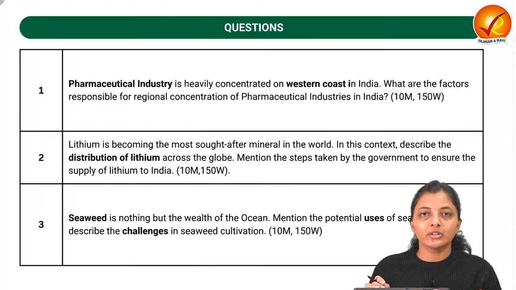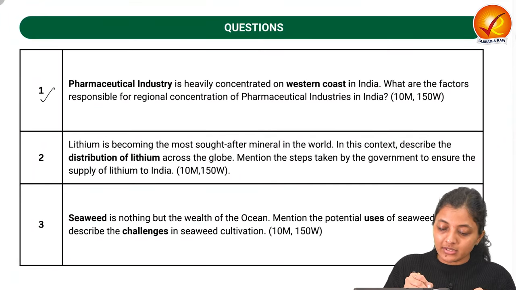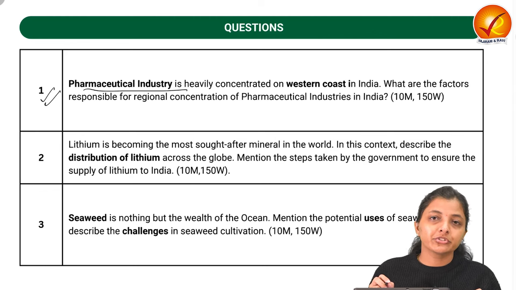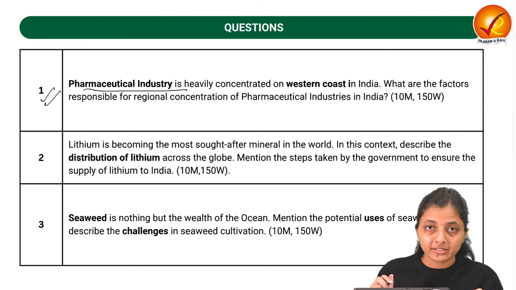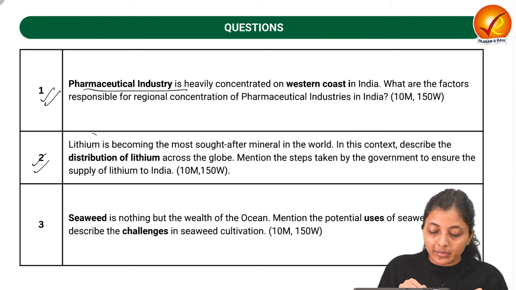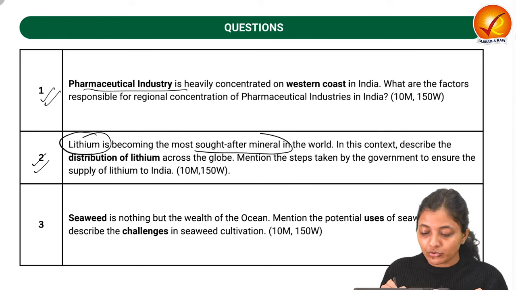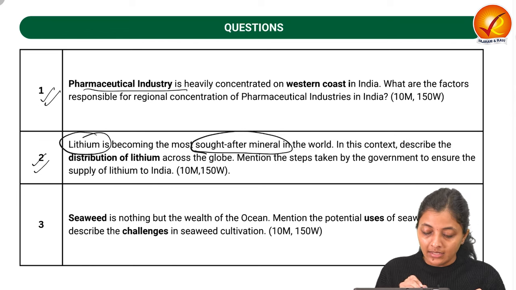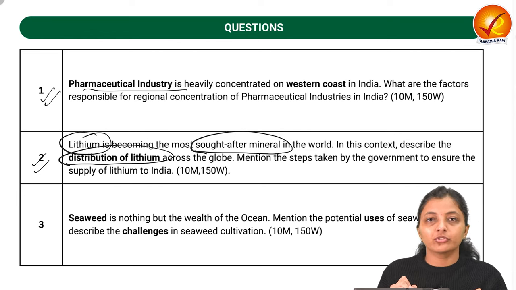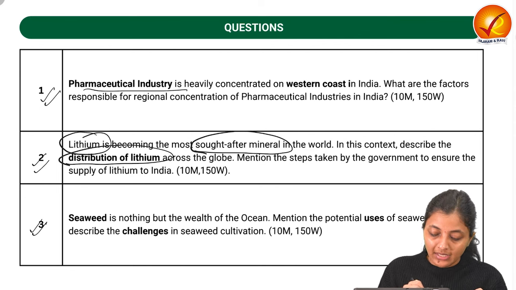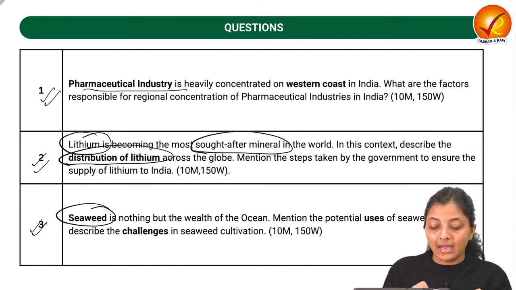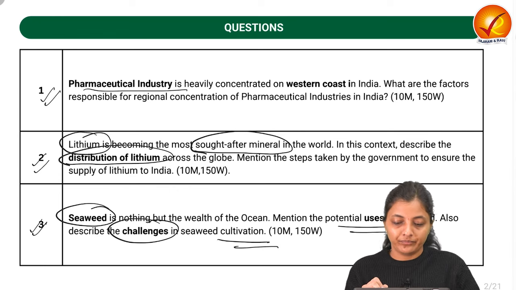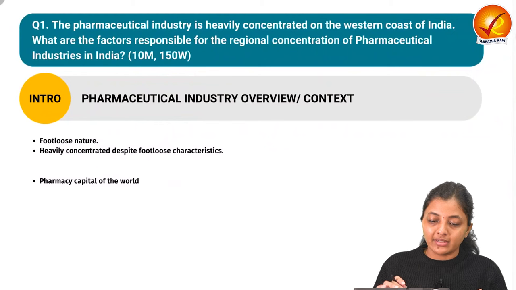Let's take an overview of all the three questions. The first question is related to the pharmaceutical industries and its regional concentration on the western coast of India. What are the factors behind that? Next is about lithium: why it is the most sought after mineral, why it is in most demand, and the distribution of lithium across the globe. The next question is related to seaweed, the challenges in seaweed cultivation and the potential uses of seaweed. So let's start one by one.